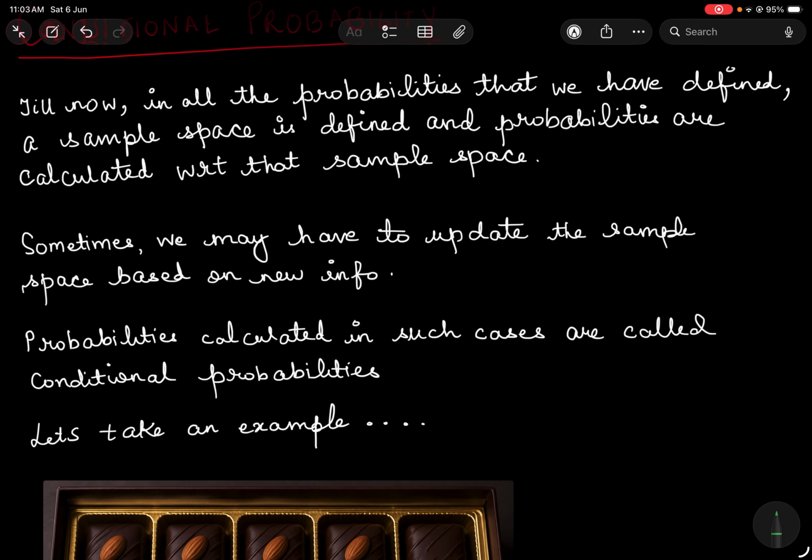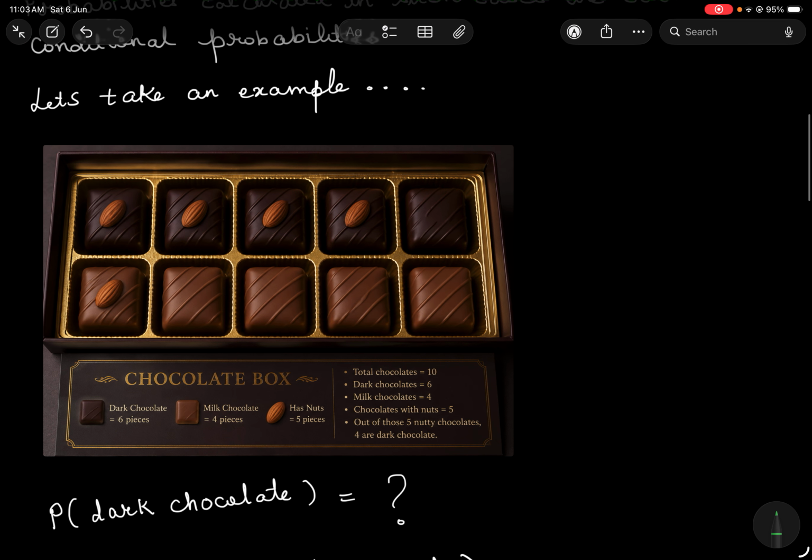In such cases, we calculate the probability of a certain event given something has happened, or something we know for sure. So if you know this thing, now calculate the probability, and that directly means that our sample space will change now, because now all the possible outcomes are no longer true. The possible outcomes will reduce. So let's take an example to understand this better.